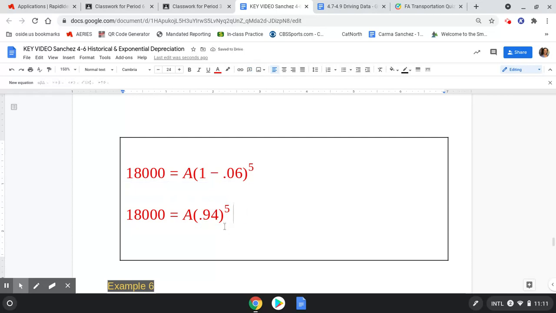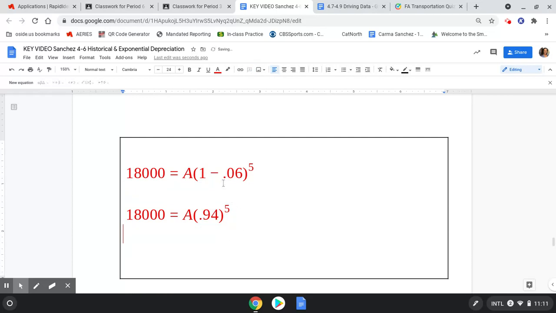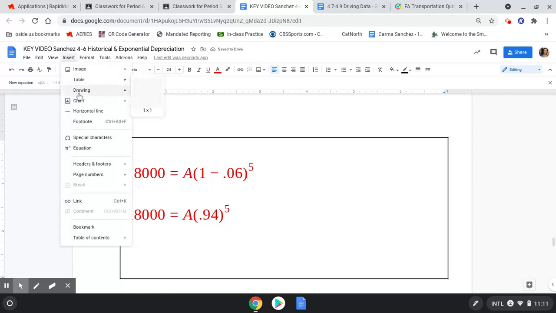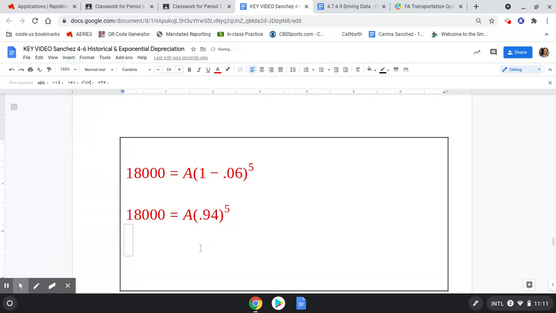And then we're going to divide both sides by 0.94 to the power of 5. So insert equation. I want a fraction. So I'm going to get 18,000 divided by 0.94 to the power of 5. And this is what my A equals.